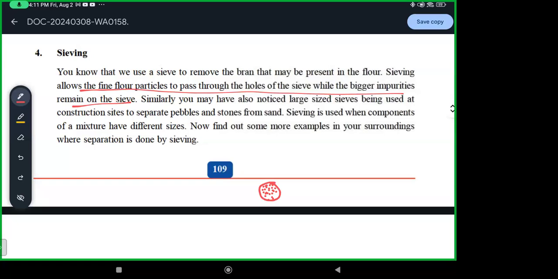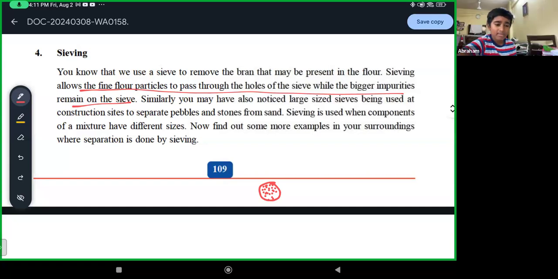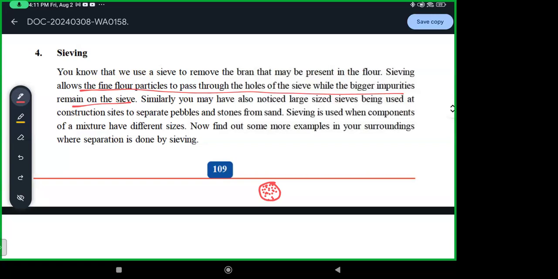Yes, Abraham. Ma'am, my question is, what is bran? Bran is little particles that come in with the flour. Little particles that come in with the flour. Could be small, hay-like things or small pebbles.